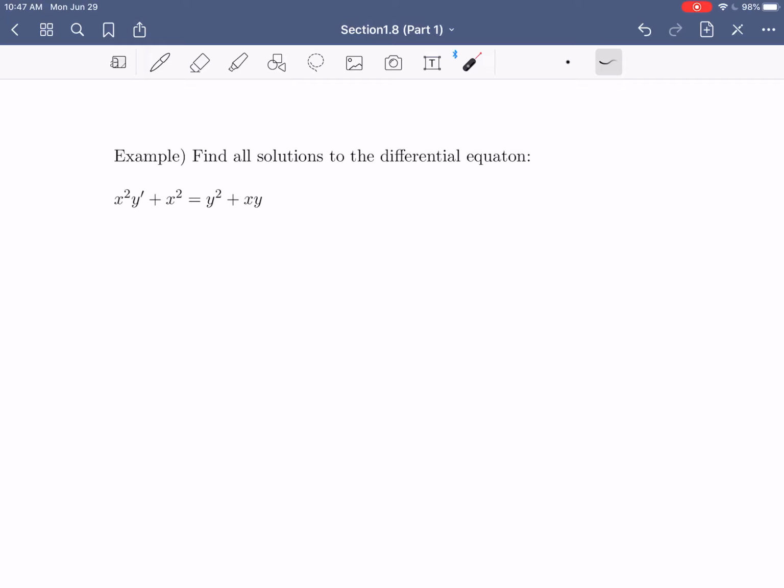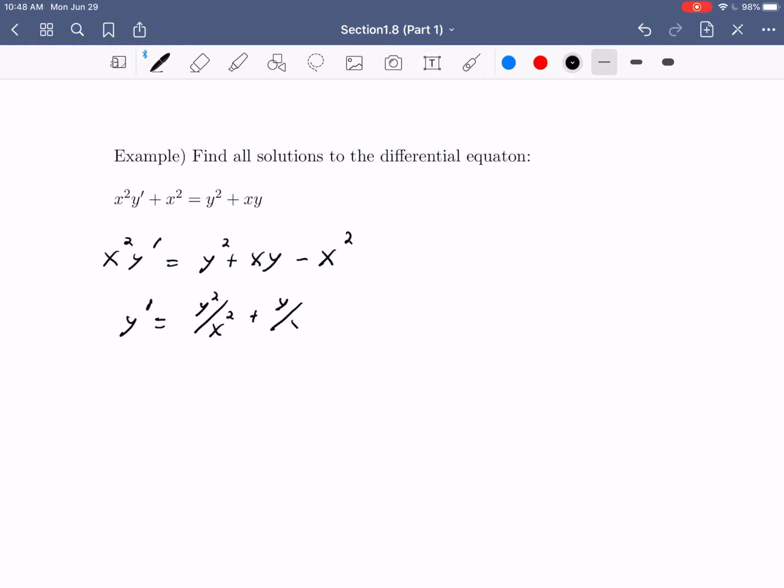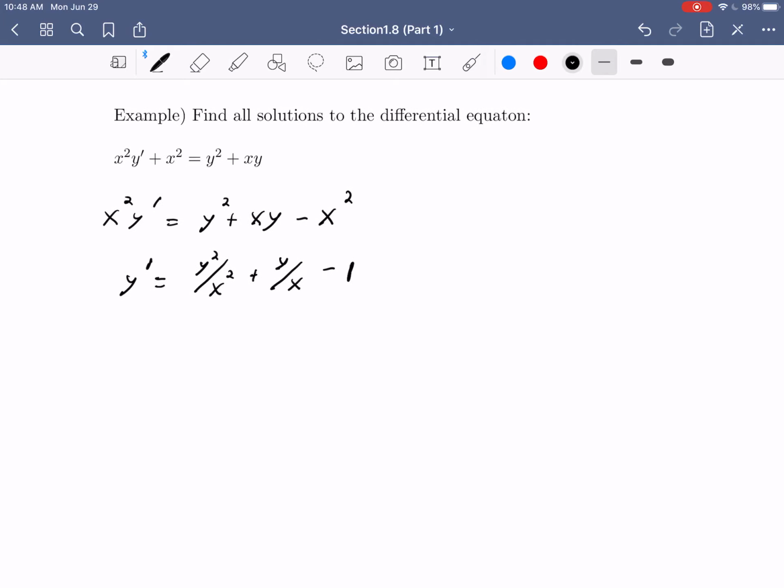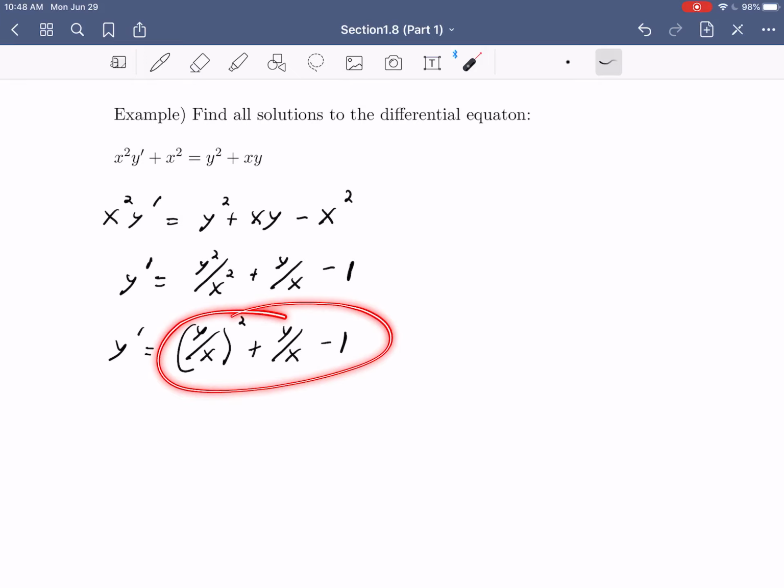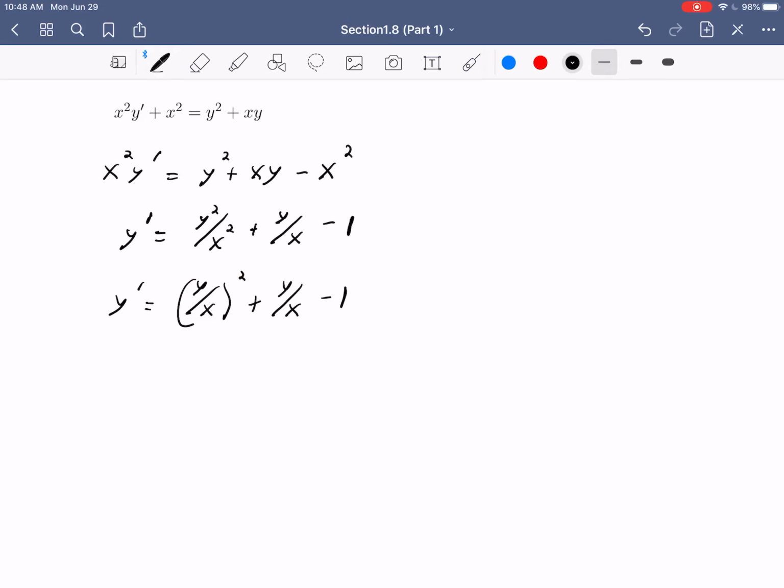To actually try that, we're going to isolate the y prime. So let's go ahead and do that. x squared y prime is y squared plus xy minus x squared. And then we can divide by that x squared. So y prime is y squared over x squared plus y over x minus 1. And notice this term here, if you want, you can recognize that as (y over x) squared plus y over x minus 1. Notice that's perfect for being homogeneous of degree 0. Everything on this side is a function of y over x.